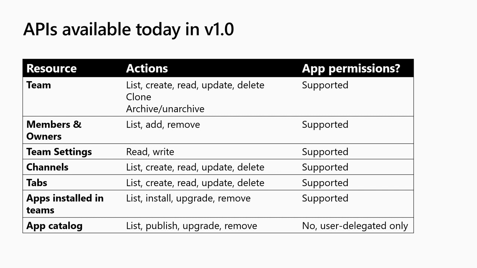Yeah, so let's give a brief rundown of what we already have before we say what's coming. So basic APIs in V1 today are available for all the team stuff you expect, members and owners and settings, creating in channels, reading channels, tabs, apps installed in Teams. We didn't even talk about the app catalog, but we also have APIs for publishing apps to your own tenant's personal catalog.